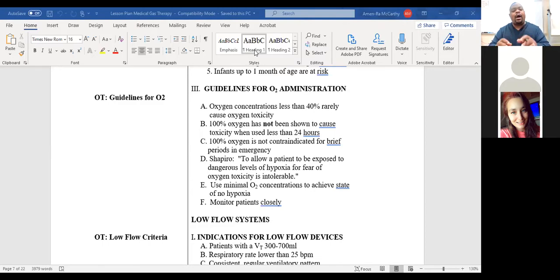Now, I'm not saying we want their PaO2 to be severe. We don't want their little PaO2 to be 25 or 30, right? We just want them to be mildly hypoxic, right? And anything less than 80 is mild. So if they're like 75, 70 of a PaO2, that's fine. That's mildly hypoxic, and that is what keeps them living, okay?